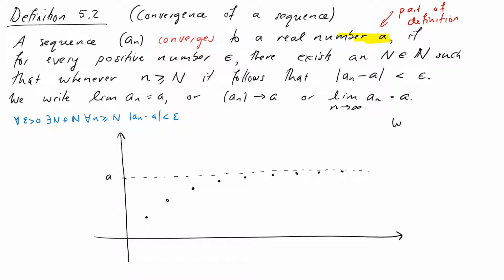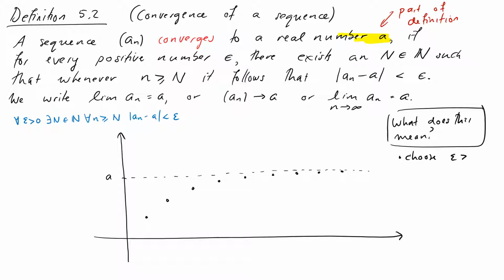Okay, so what does this mean? Well, we choose an epsilon greater than 0. So it starts off, for every positive number epsilon. It means that if we're going to go and prove it, we can choose an epsilon. And part of the statement is that the absolute value of an minus a is less than epsilon. Now when we were working with inequalities, we've looked at expressions like this before. That just means an is within this interval from a minus epsilon up to a plus epsilon.